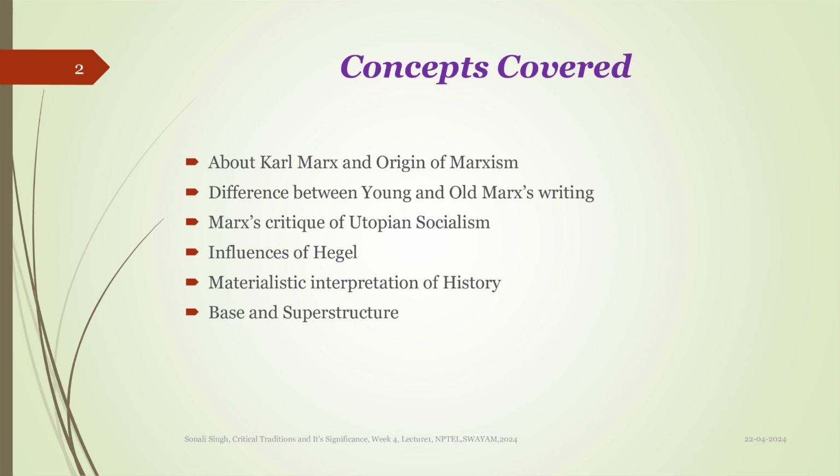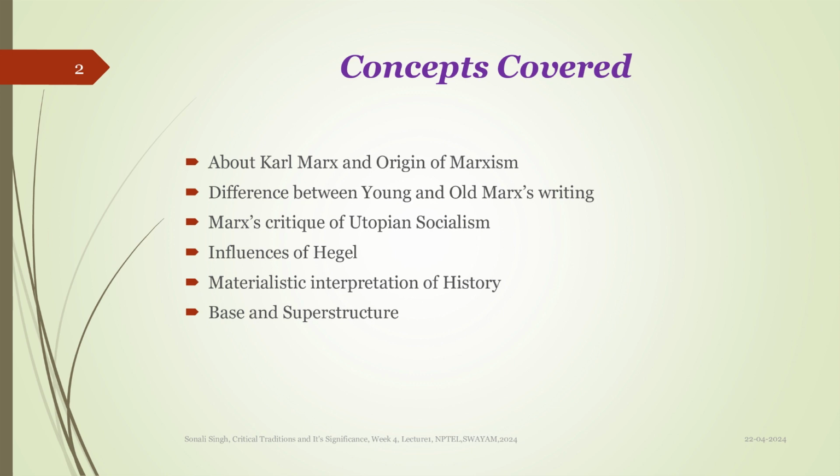The first is what is the origin of Marxism, and we will know a bit about Karl Marx. Then we will see the important differences between the young writings of Marx and the old Marx writings. Then we will see how Marx made a critique of utopian socialism, and on the basis of that criticism he gave his own concept of scientific socialism. Then we will understand how Hegel has so greatly influenced the writings and political philosophy of Karl Marx.